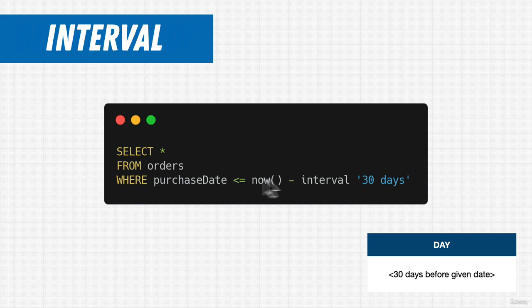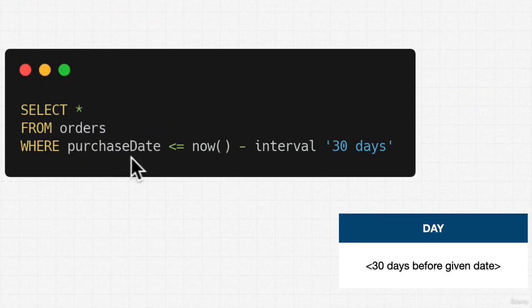Now, let's say you wanted the date of purchase for the last 30 days. Well, we could say purchase date smaller than or equal to now, which is the current date, minus the interval of 30 days. So now minus 30 days ago, if the purchase date is smaller than or equal to that, any purchase that happened in that 30-day time period, return them to us. So 30 days before the given date.